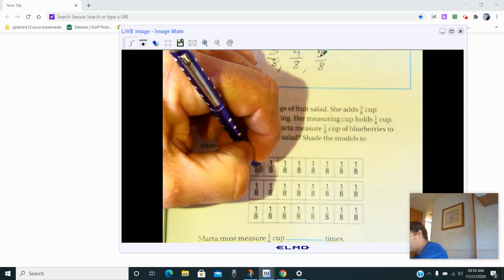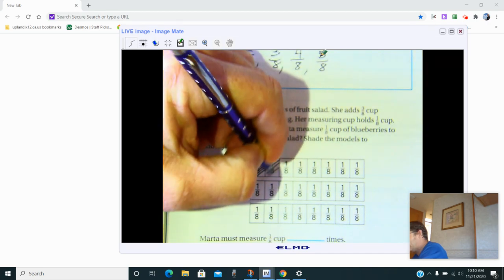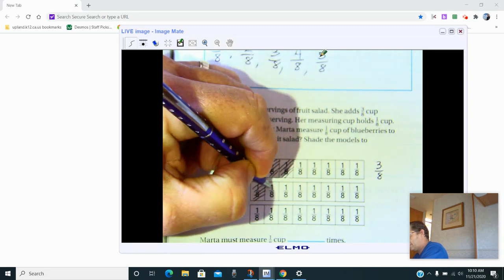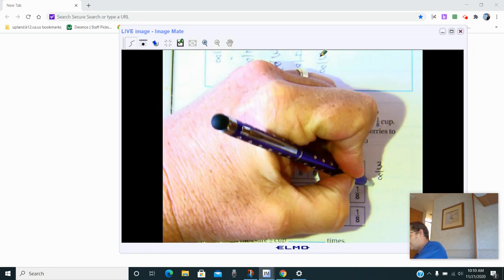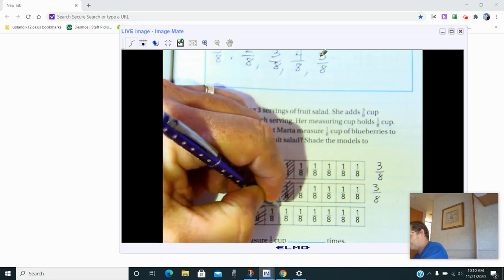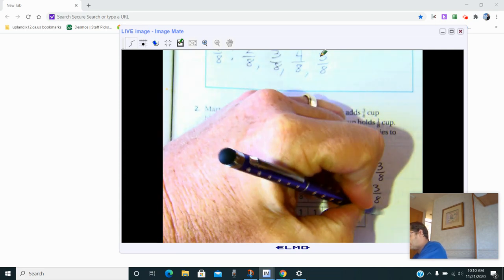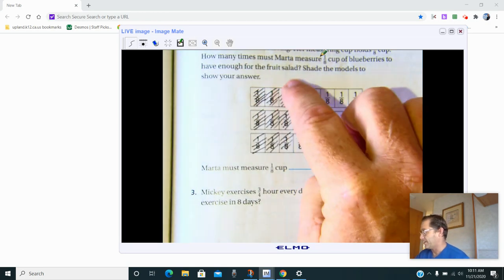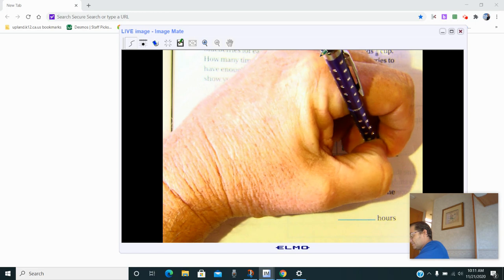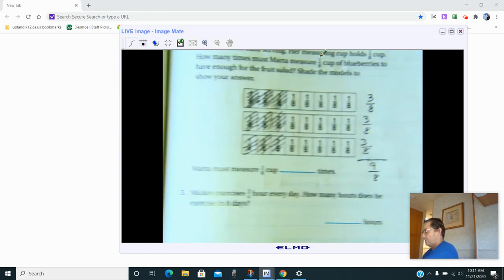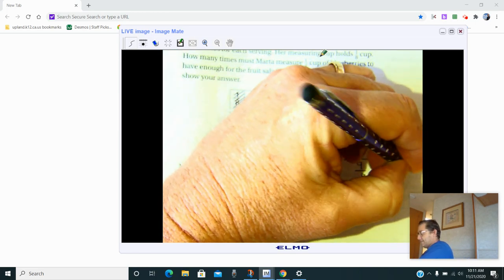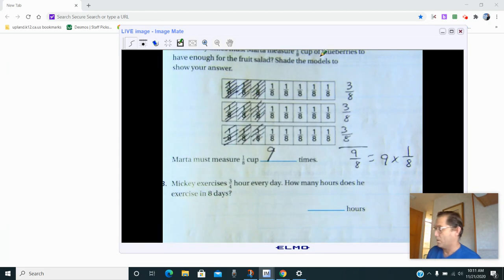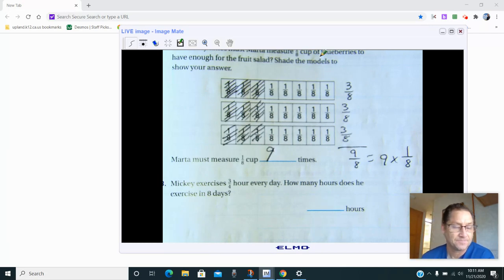And each one is going to take 3/8 cups. Okay, so that is a total of how many eighths? 3, 6, 9. So 9/8, which is the same as saying 9 times 1/8. So she needs to measure 1/8 cup 9 times.